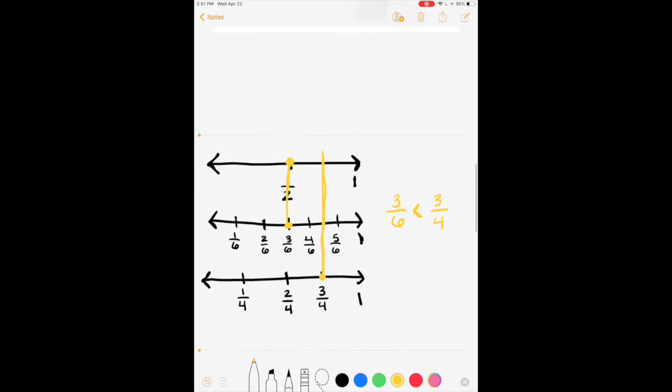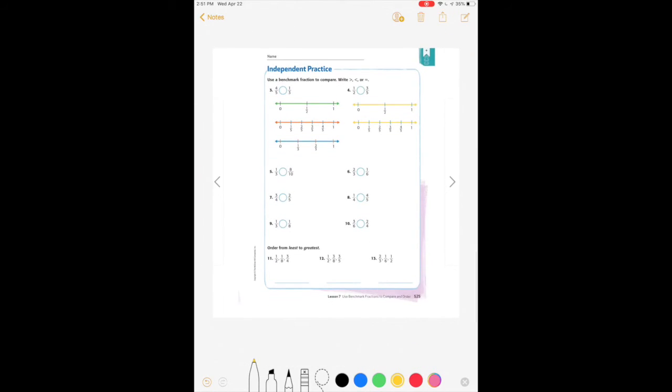What I want you to do now is find your independent practice page, which is page 523. Do this page, pause the video, do this page, and then I'm going to do a couple as an example, and then you can check your work with that, and then you'll do your homework and check your answer with the answer key that is on Canvas tomorrow. It won't be on there until tomorrow. So pause the video, do some independent practice, and then come back.